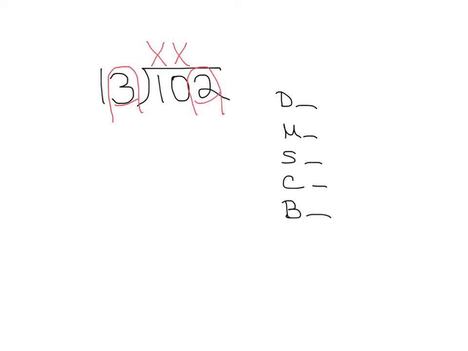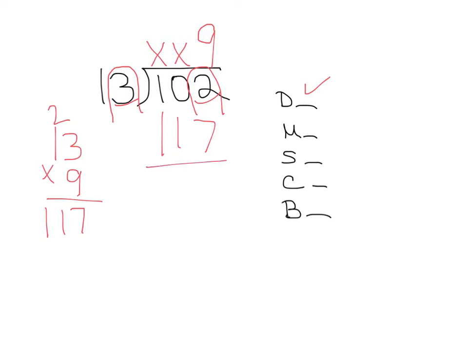And I can't put a 10 up at the top. The biggest I can put up the top is a 9. So I'm going to try a 9. So I divided. My next step is to multiply. 13 times 9. 9 times 3 is 27. 9 times 1 is 9. Plus 2 is 11. So I got 117. Oh, it happened again. It's too big. And sometimes that happens.